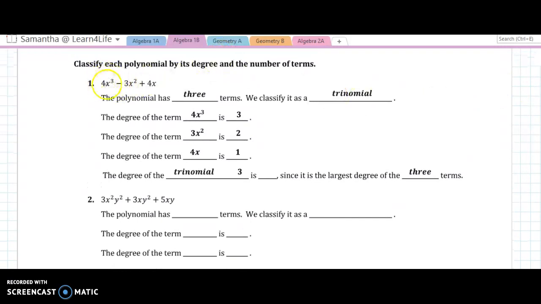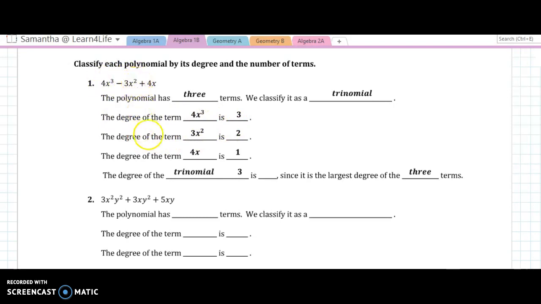So here, how many terms are there? The parts that are adding are the terms. So there's 1, 2, 3 terms. So this polynomial has 3 terms, so then we classify it as a trinomial. The degree of the first term is 3. Right? 4x to the 3rd is the first term, and it's 3. The degree of the second term is 2.